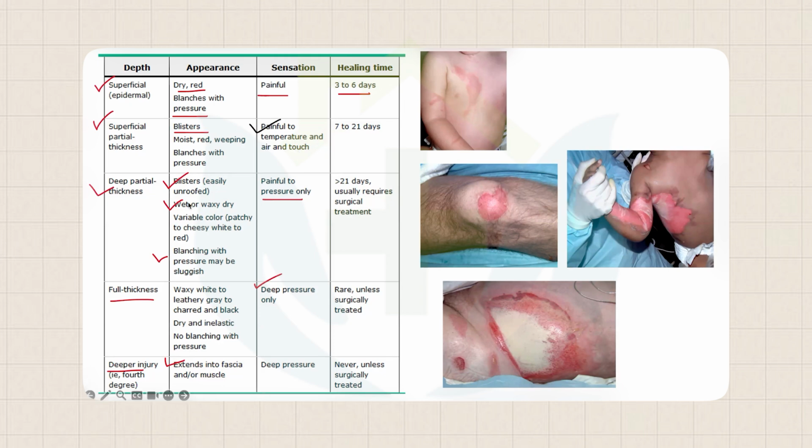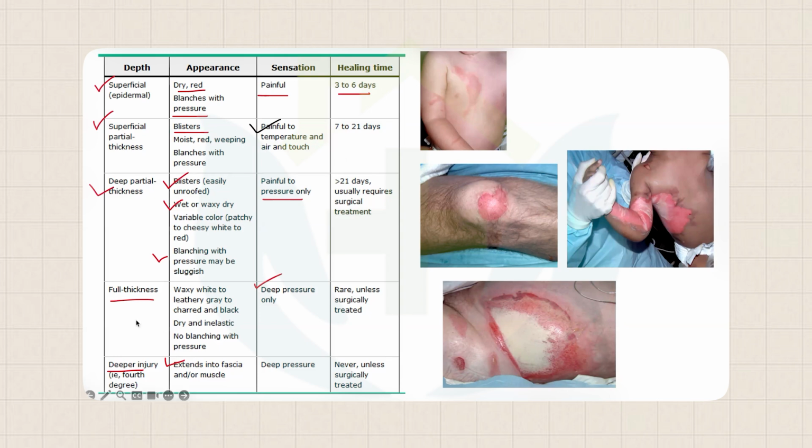Then you get deep partial thickness burns, where you get blisters. The underlying of the burn area would be wet or waxy in appearance, and they are blanching, but generally blanch less as compared to superficial partial thickness burns. They are also painful. They heal by around a month, 21 days to 28 days.